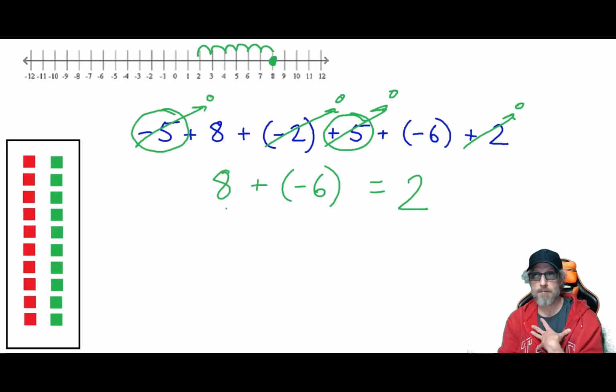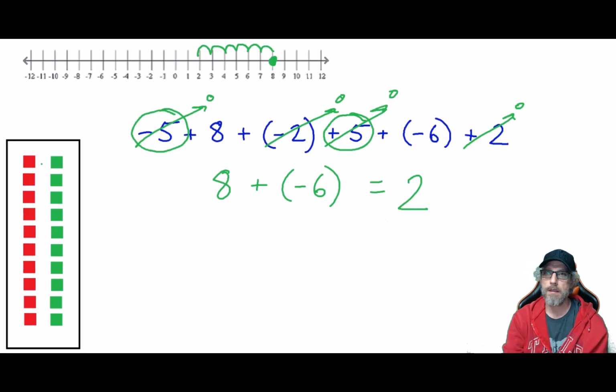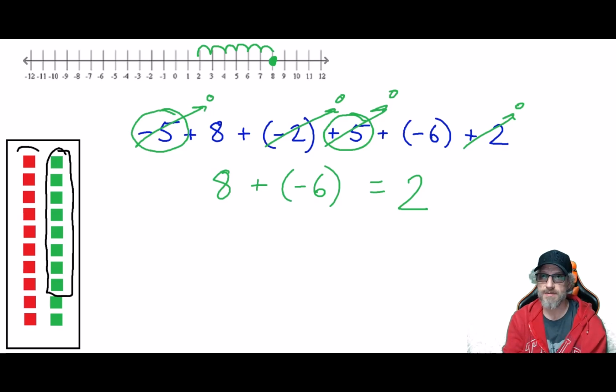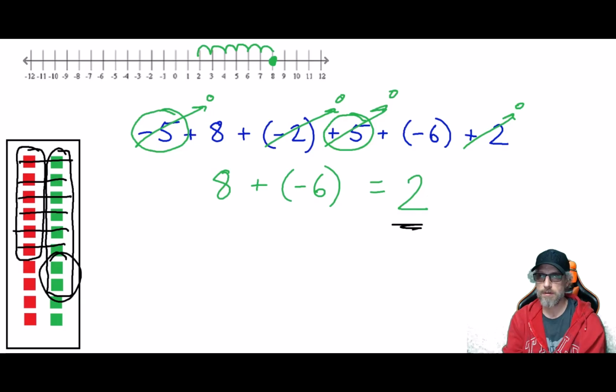Money example, I get paid 8, but then I have to pay back 6. Well, I still have $2 in my possession. There's the +2. Or thinking about the visual aids, +8 would be that many green units. -6 would be this many red units. Several zero-sum pairs with 2 positives left over for that answer +2.